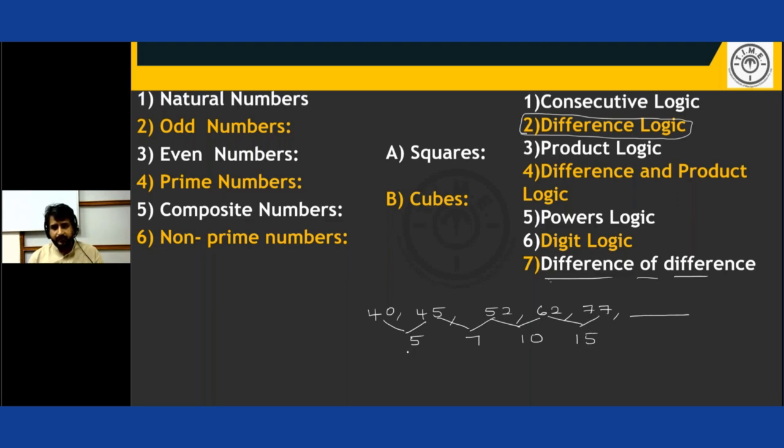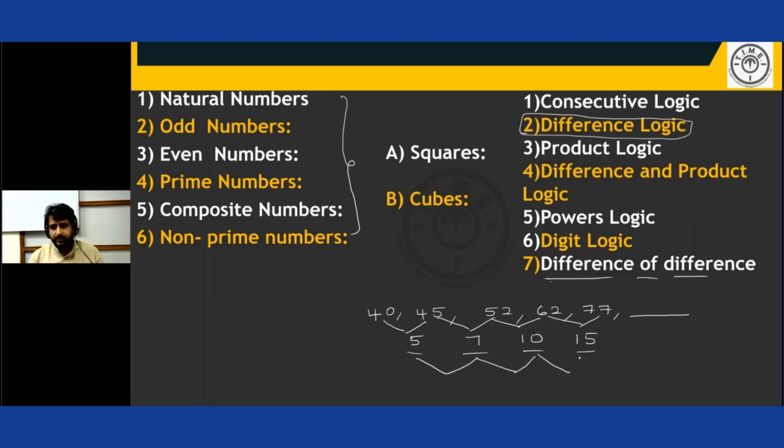The differences 5, 7, 10, 15 do not come under any of these patterns. When you take a difference, it should definitely come under one pattern: natural, odd, even, prime, composite, alternate odd, alternate even, alternate prime, or the numbers should be constant. It is not happening here. So what could that be? Now here you need to check difference of difference.